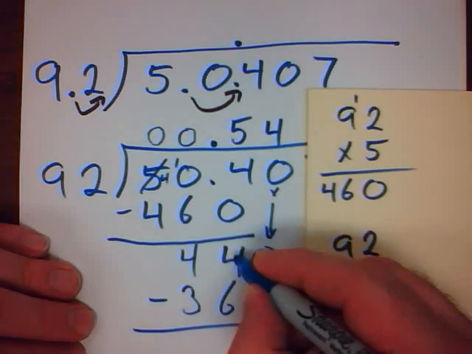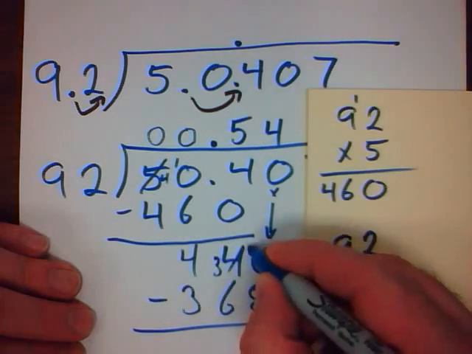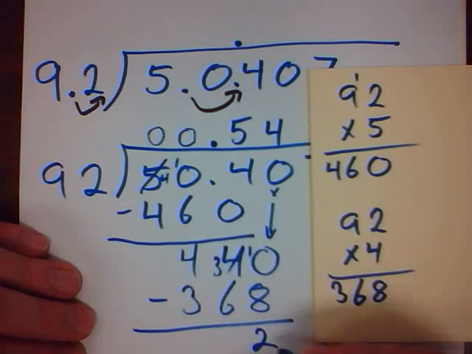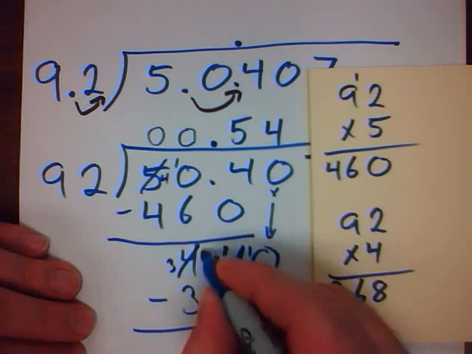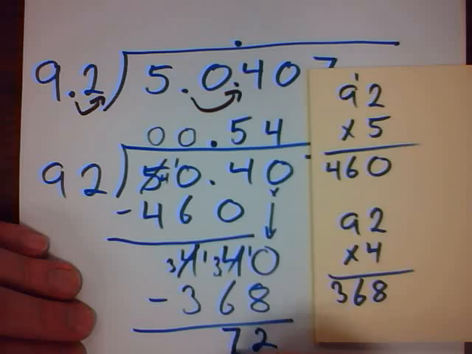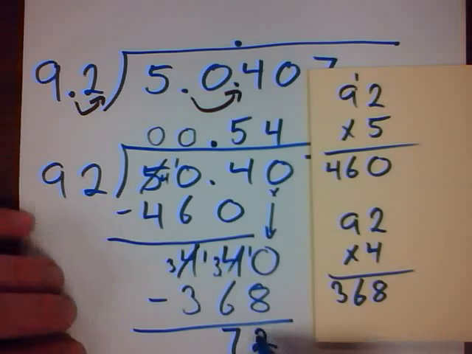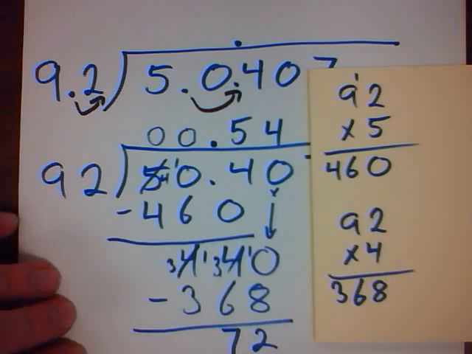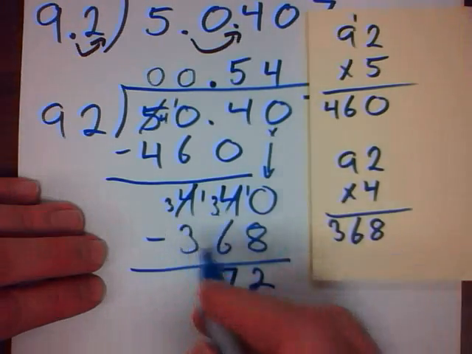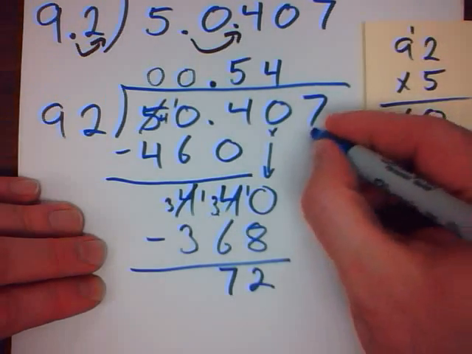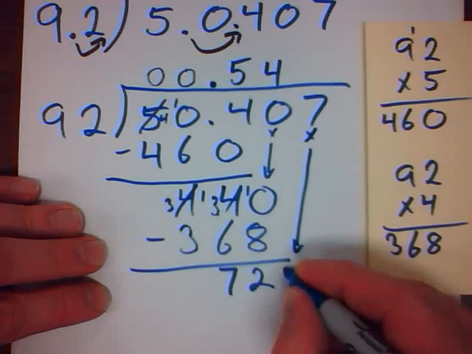Eight from 0, I can't do that. I'm going to have to borrow. 2. 6 from 3, I can't do that. I'm going to have to borrow. 6 from 13 gives me 7. Again, 72 is not greater than 92, so I know I did okay. Next digit, bring down the 7.